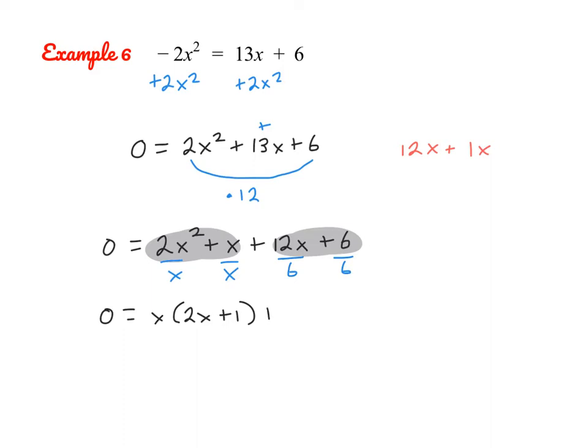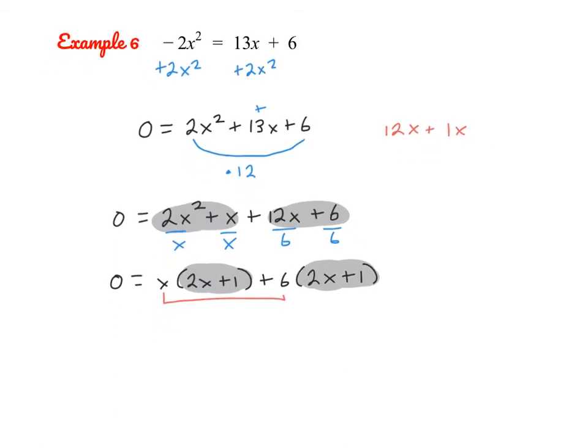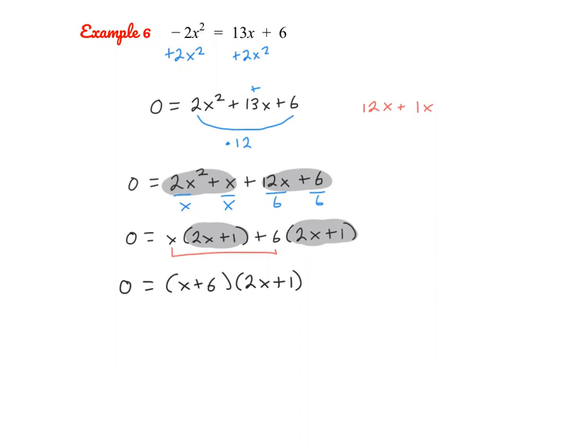So then we have plus 6 times 2x plus 1. Since these two factors are the same, we know that we did this problem correctly. And it also means that we can take x and 6, the coefficients, and they become our other factor. So we get 0 equals (x plus 6) times (2x plus 1). Those are our two factors, which means we are ready to do the zero product property.